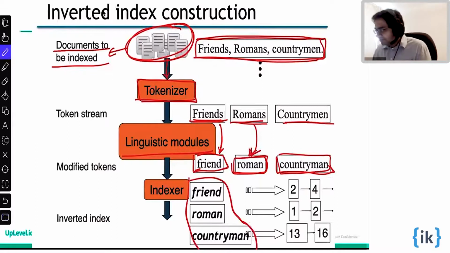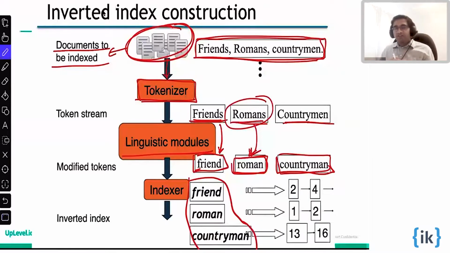Why do we do this? Because if I'm searching for the Roman Empire, a document containing the word Romans in the plural should also be returned to me. So that will happen only if Romans and Roman get treated in the same way. So all variations of the same word should be treated in the same way, and so we want to reduce them to the same normal form. And once we do that, we build this inverted index out of those normalized words. So that normalization is done by a linguistic pre-processing module.